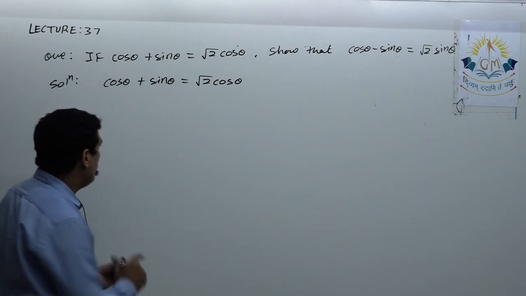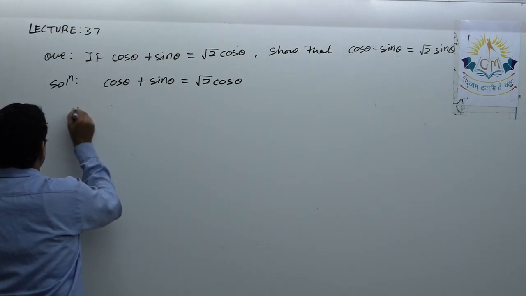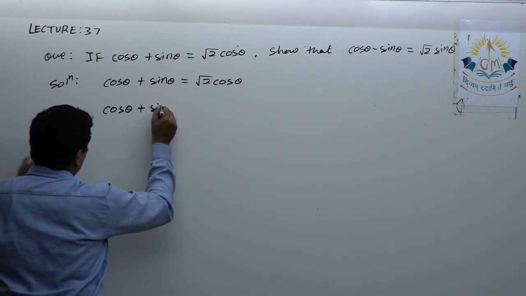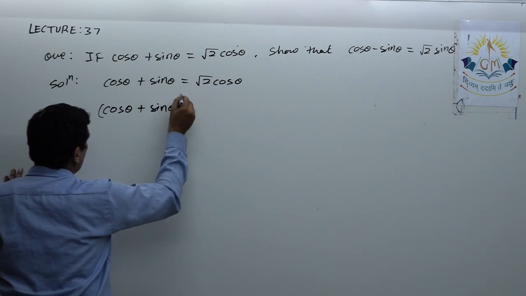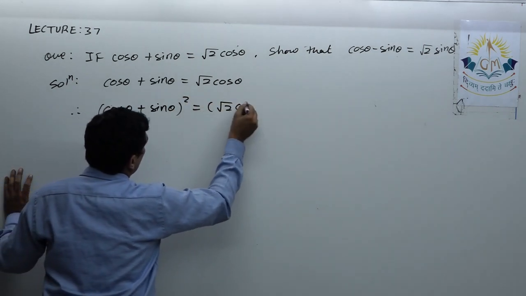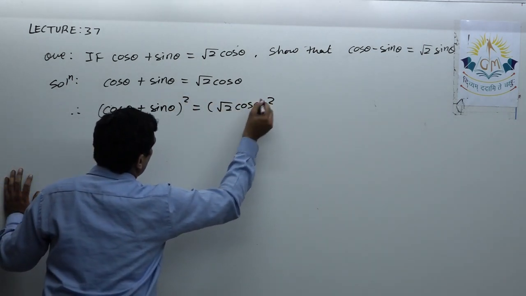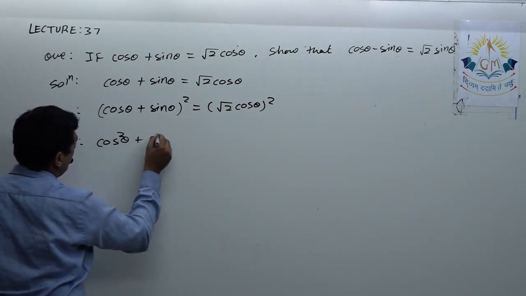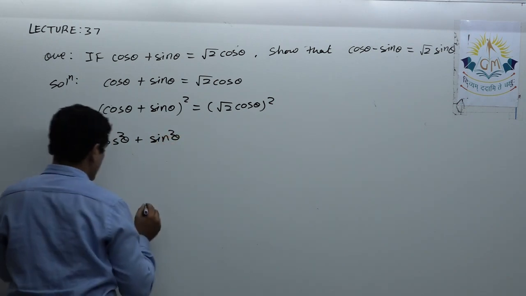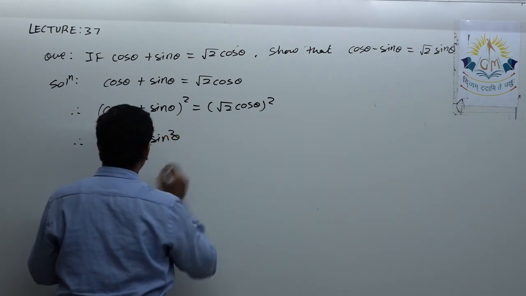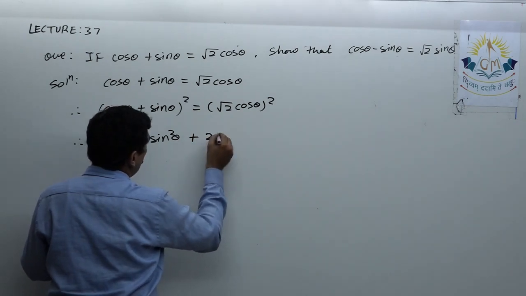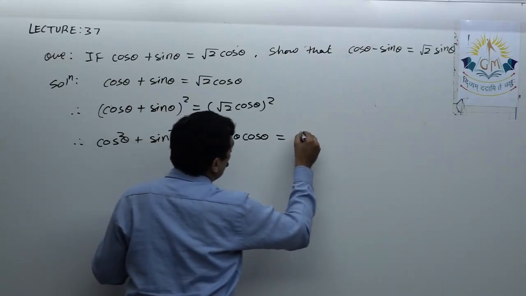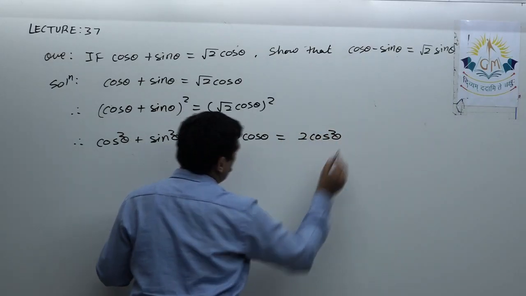First, we'll square on both sides. So here I can write cos theta plus sin theta whole square is equal to root 2 cos theta whole square. Cos square theta plus sin square theta plus 2 sin theta cos theta is equal to 2 cos square theta.